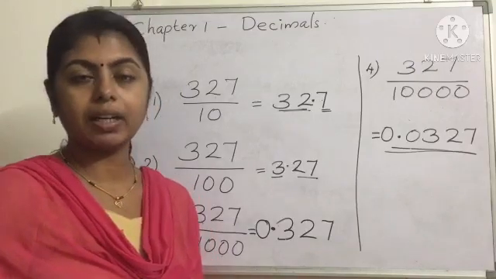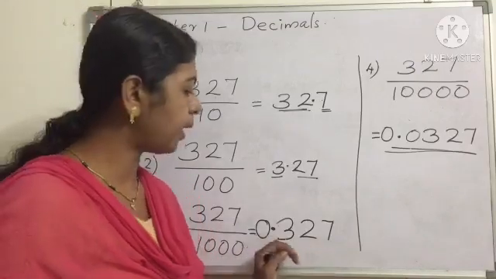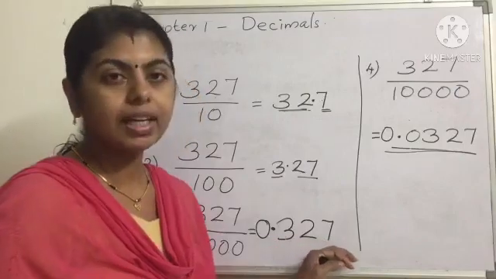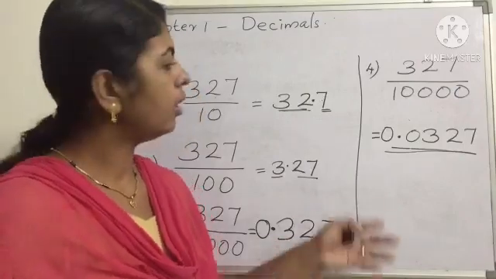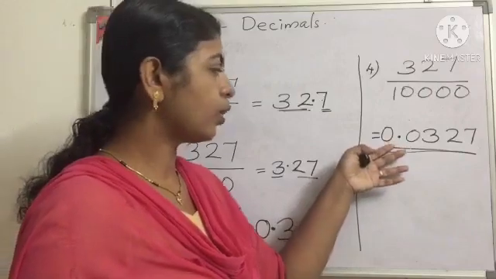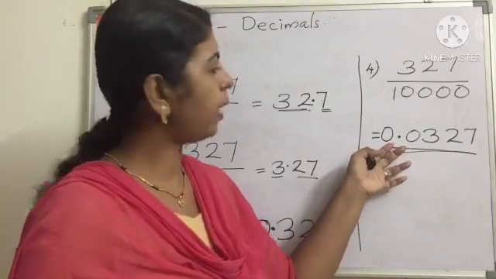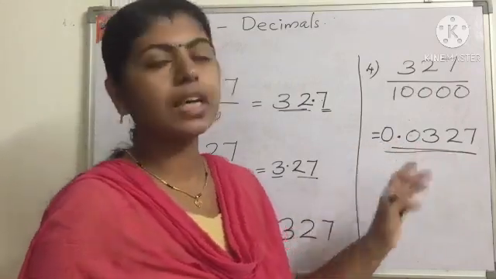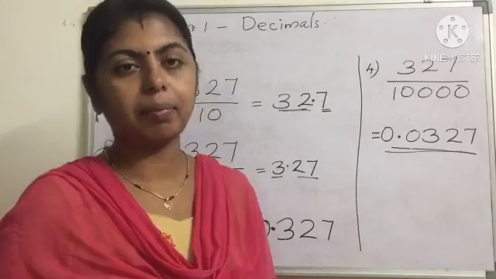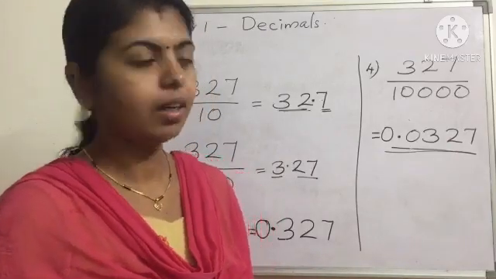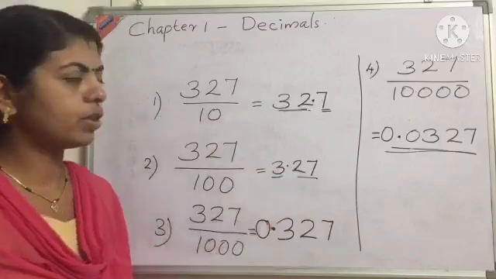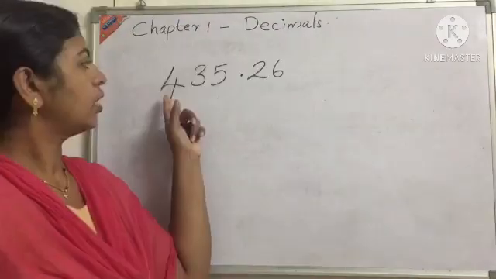In this third one, which is the whole part? 0 is the whole part and 327 is the decimal part. And the last one, 0 is the whole part, 0327 is the decimal part. Is it clear? Okay, you can write this much into your notebook.